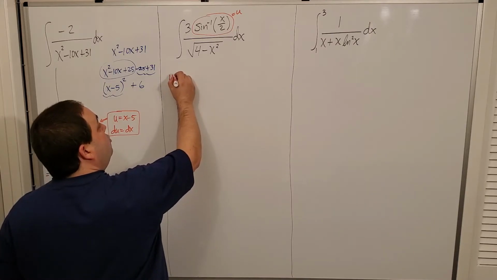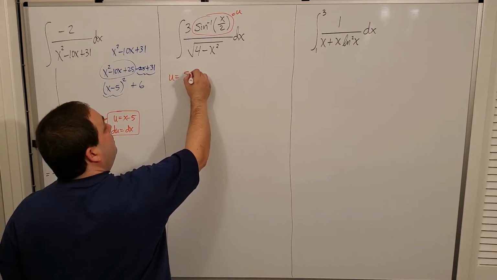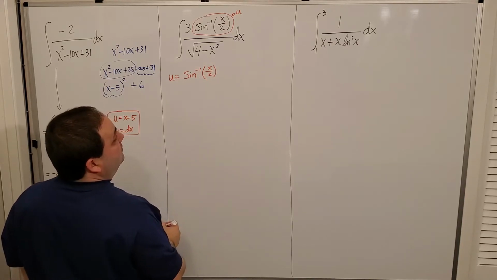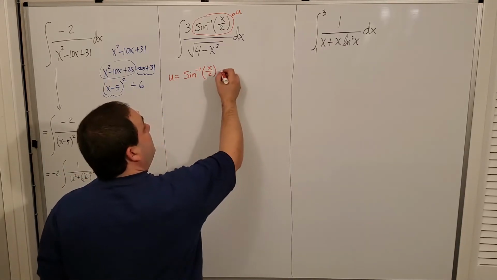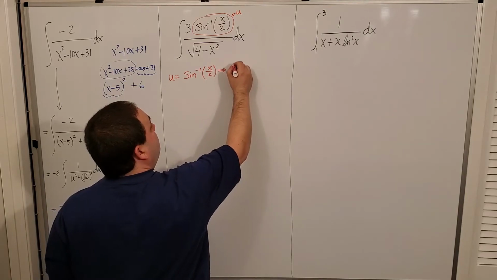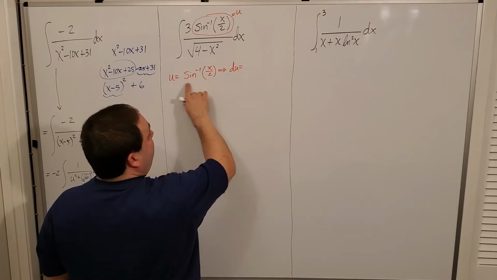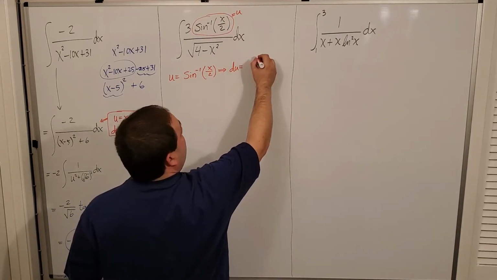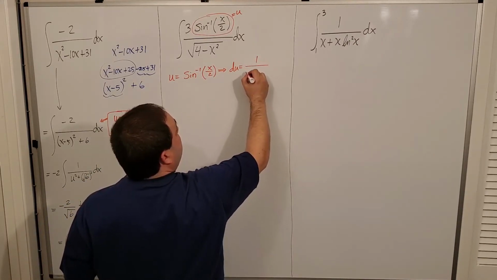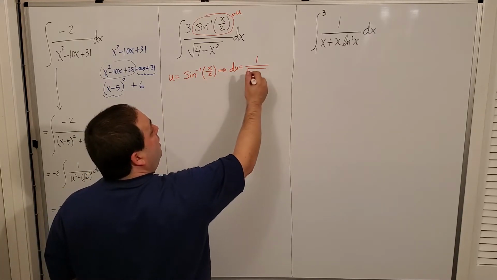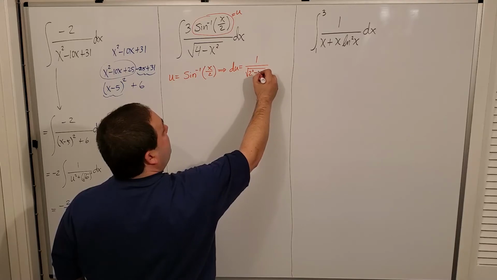If I let u equal to inverse sine x over 2, then du would be the derivative of him, right? Derivative of inverse sine is 1 over square root of, in this case it would be 2 squared minus x squared.